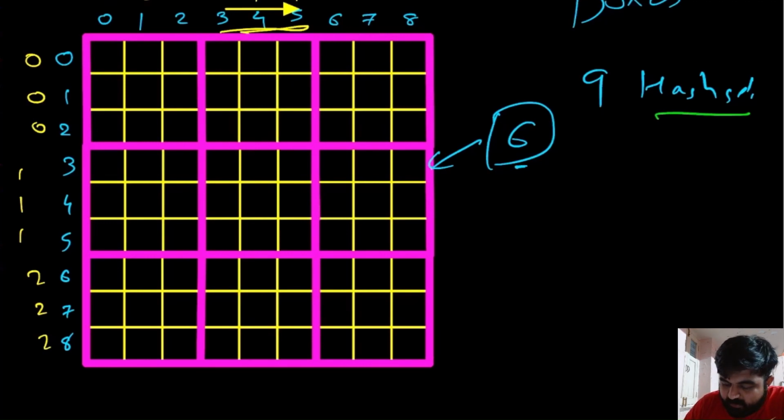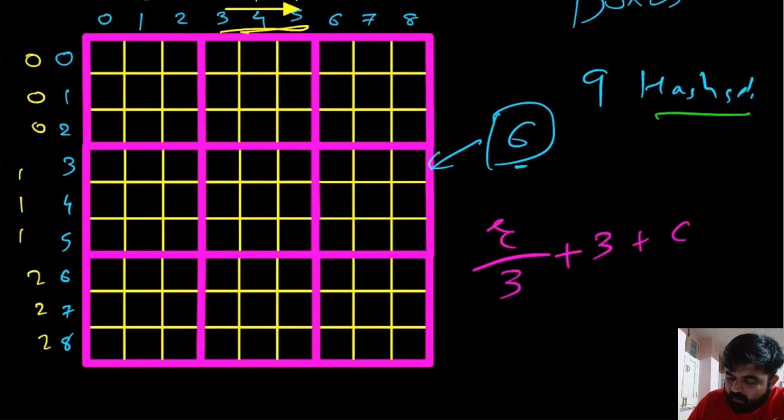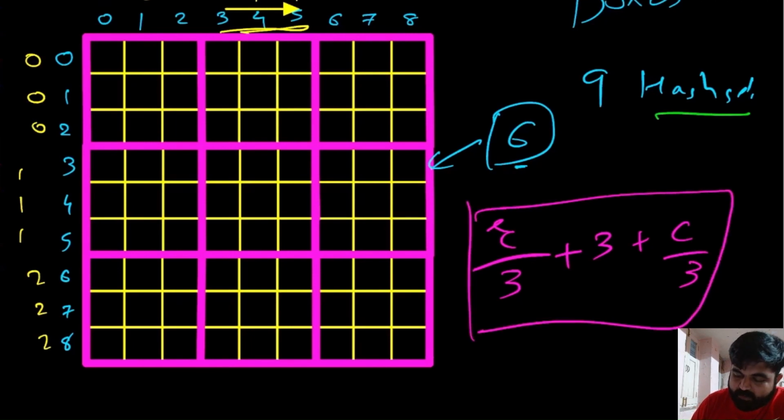This is where we are going to use this formula, where for any particular cell position we are going to do row divided by 3, multiplied by 3, plus column divided by 3. Okay, so this is the formula we are going to use to determine the correct box number.